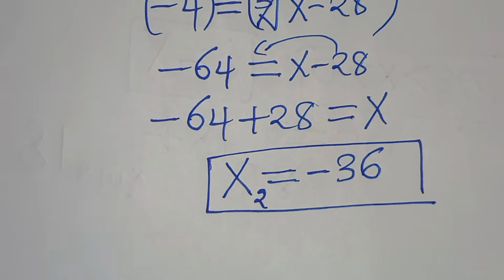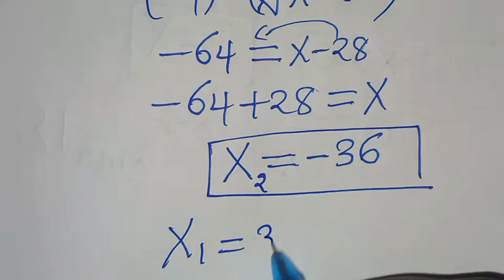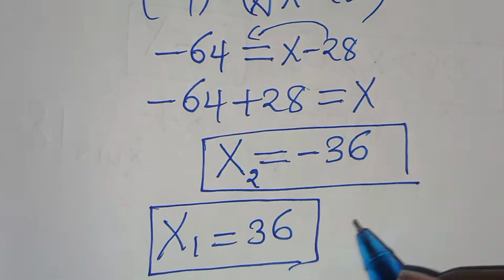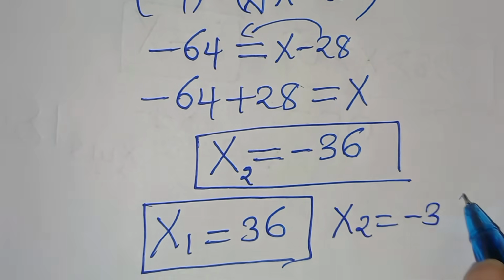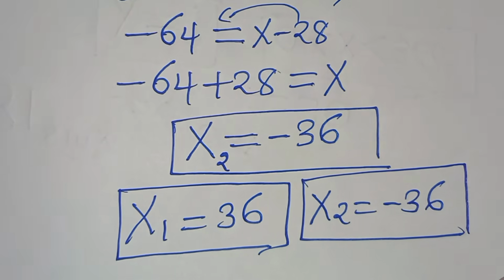And this means that for this math problem, we have x1 is equal to 36, and x2 is equal to negative 36. And these are the solutions to this math problem.